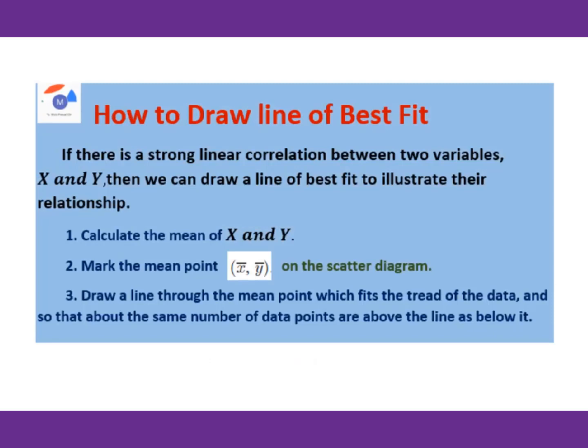How to draw a line of best fit? If there is a strong linear correlation between two variables, we can draw a line of best fit to illustrate their relationship. First of all, you need to calculate the mean, then get the mean point. Make sure you draw a line through the mean point, which fits the trend of the data, so that about the same number of data points are above the line as below it.